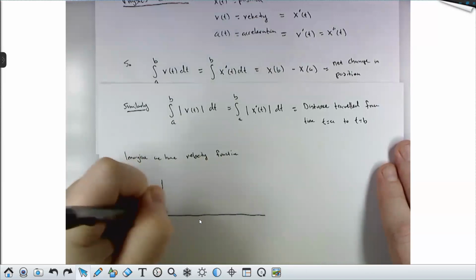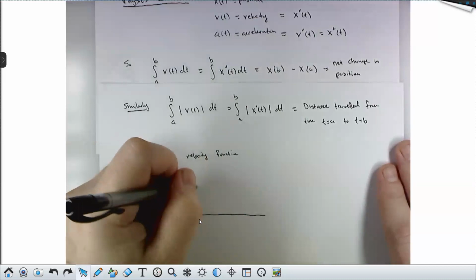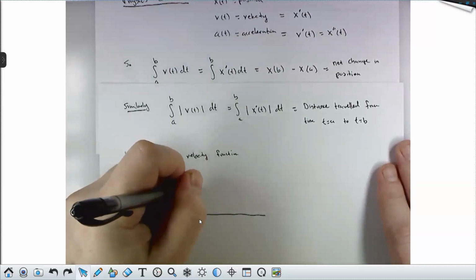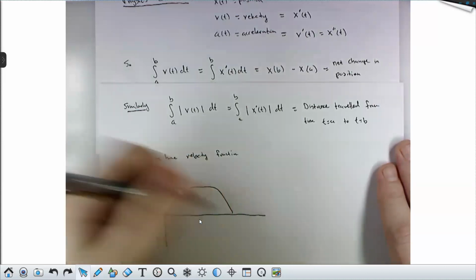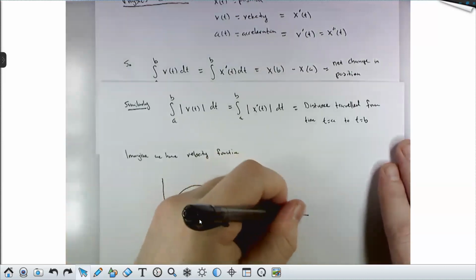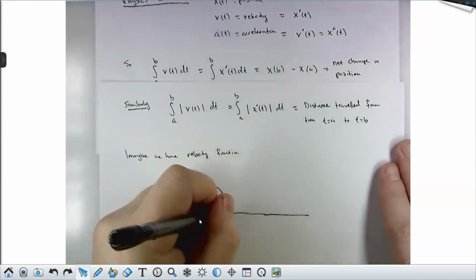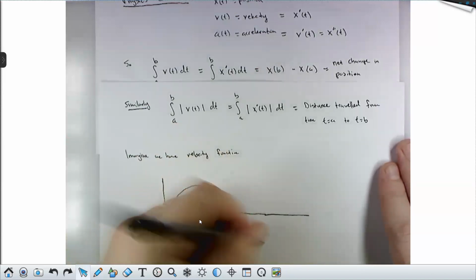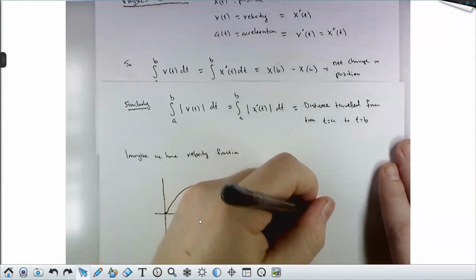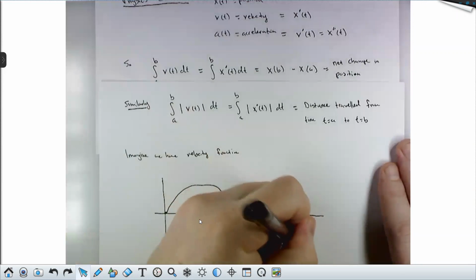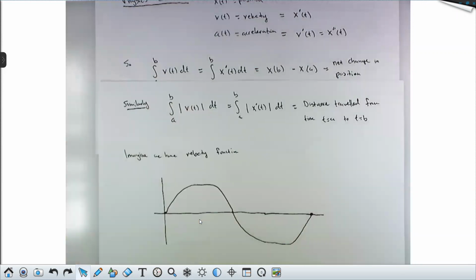I start out at velocity 0. I'm walking to the grocery store. You know, I'm walking at a steady speed. I get to the grocery store. I realize I forgot my wallet. I turn around and I walk home. And then I stop when I get home.